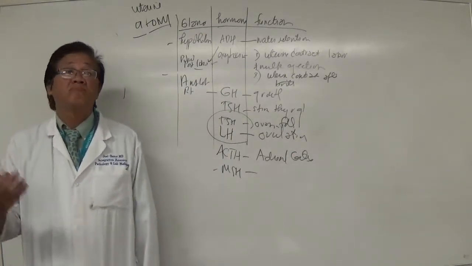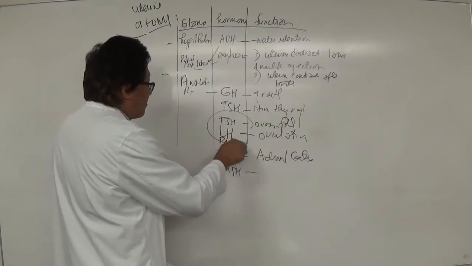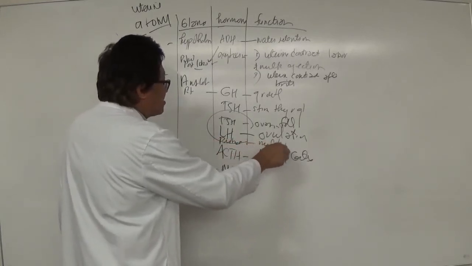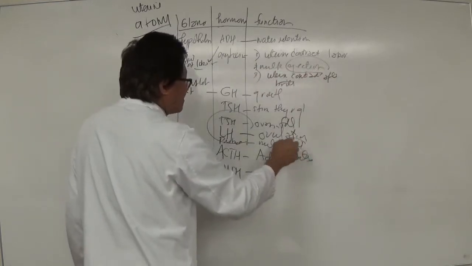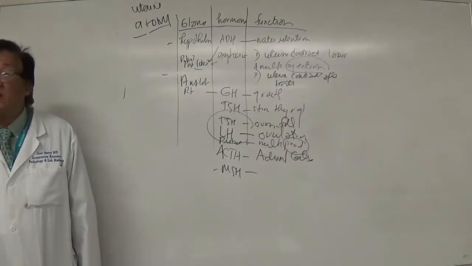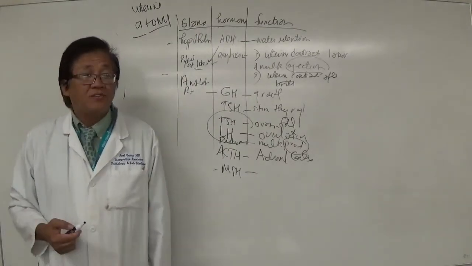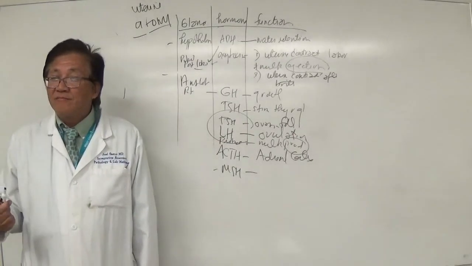What else? Prolactin. Okay, what is prolactin? Production of milk. So milk production. See the difference? Here it's called milk ejection. Here it's milk production. This is a big difference. Can you imagine if I give a quiz and say hormone for milk production, what's the answer? Prolactin. If I say hormone for milk ejection, oxytocin.